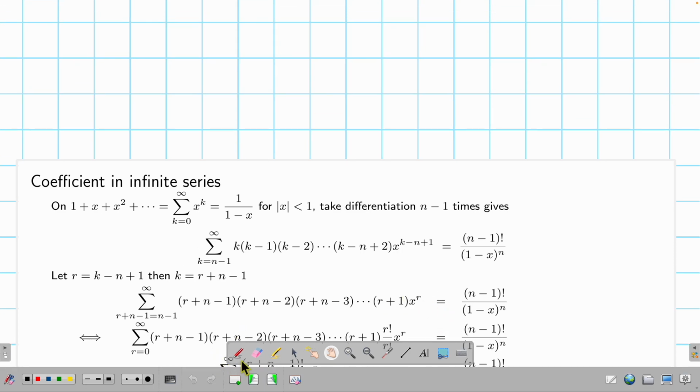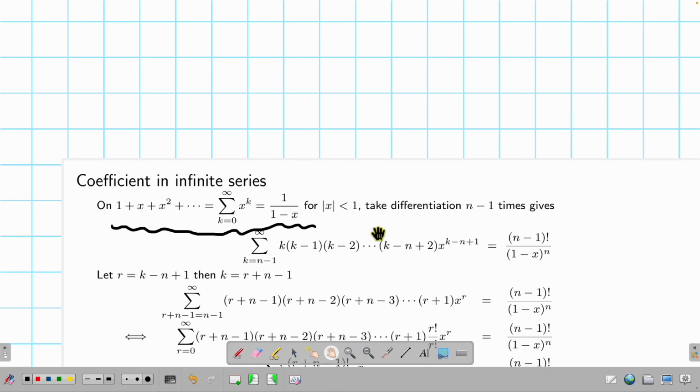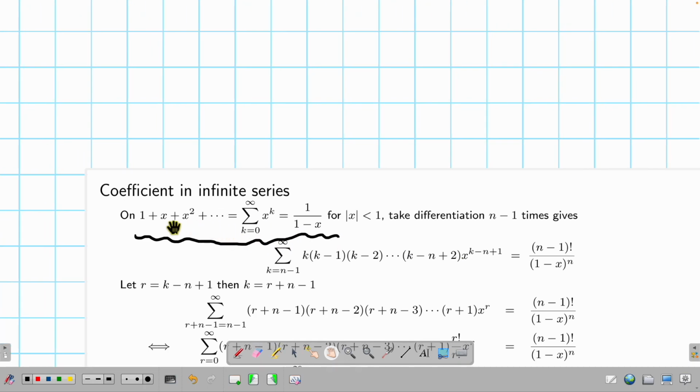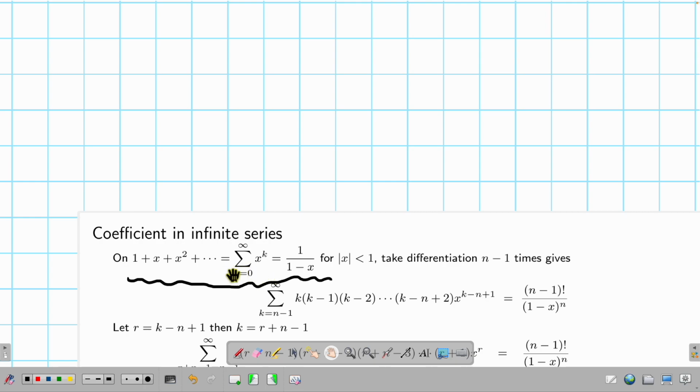First, we need to know this. What is it? This is the geometric series. You take 1 plus x plus x squared, up to whatever, in the end to infinity. You are assuming x is smaller than 1, so this thing won't diverge. You keep adding this, and this gives you 1 over 1 minus x.